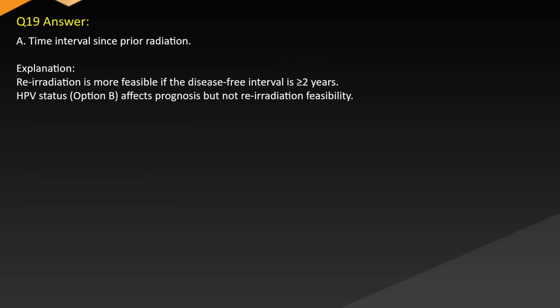Answer: A. Time interval since prior radiation. Explanation: reirradiation is more feasible if the disease-free interval is more than 2 years. HPV status, option B, affects prognosis but not reirradiation feasibility.